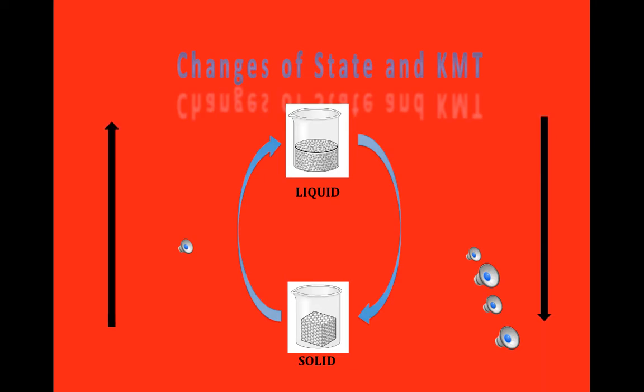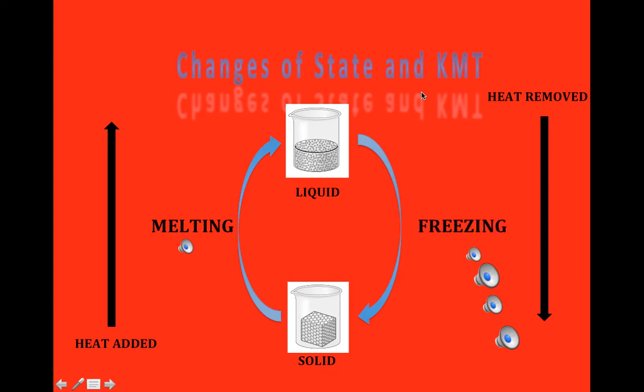And we know to go from a solid to liquid, we must add heat, and we must remove heat to go from a liquid to a solid. We know when we heat a solid, it may melt, and when we cool a liquid, it may freeze.